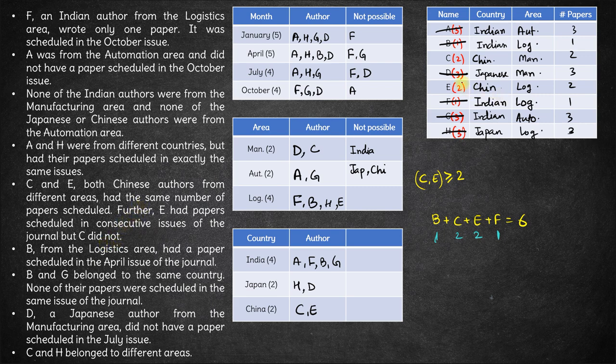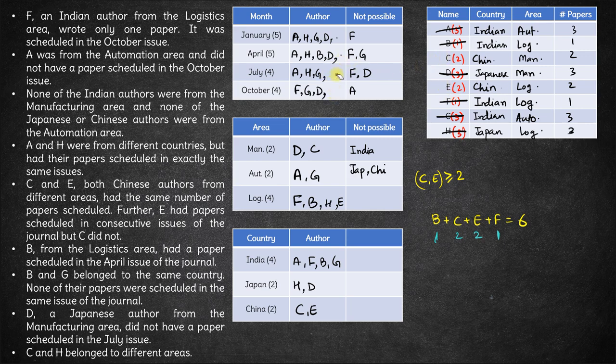So E, who publishes 2 papers, must come consecutively, whereas C's 2 papers must not come consecutively. So far we don't have C or E here. So let's focus on E. If E publishes in consecutive issues, let's say January and April. First of all, for January there must be 5 authors, we have figured out 4. So 1 is remaining. Same is the case for April, July and October. So for each of these months, exactly 1 author is to be figured out. So we have to figure out 4 authors, and these 4 authors must be CC and EE.